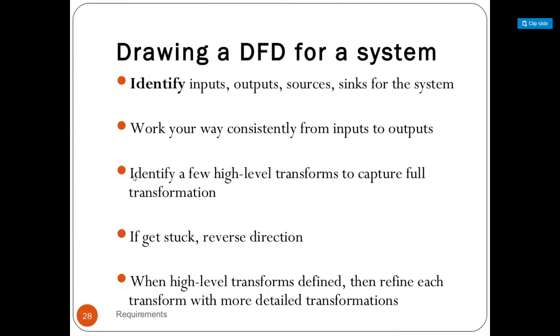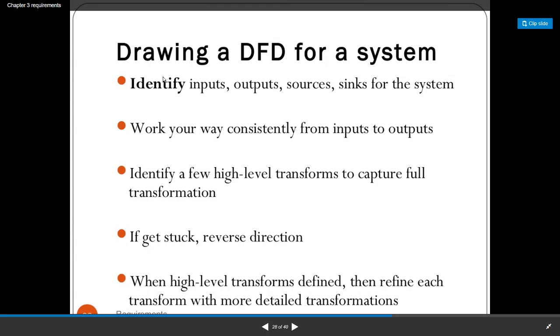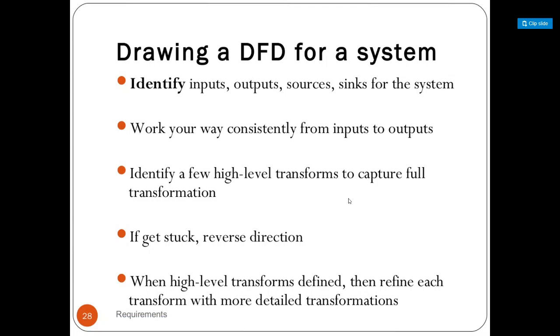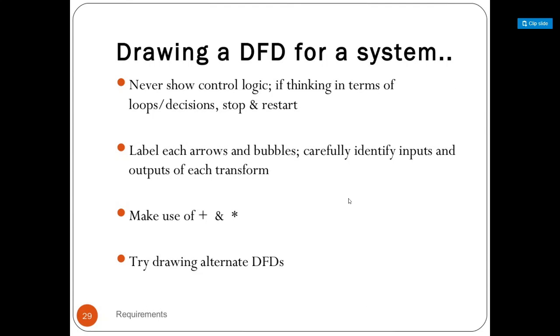So how do you draw a DFD for a system? First, you identify the inputs, outputs, sources, and sinks for the system. Work your way consistently from input to output. That is, you start from the input, stop at the output, and identify a few high level transforms, if any. If you get stuck while drawing this, come from the reverse direction and do it again. Once the high level transforms are defined, then reach the transforms with more detailed transformations.